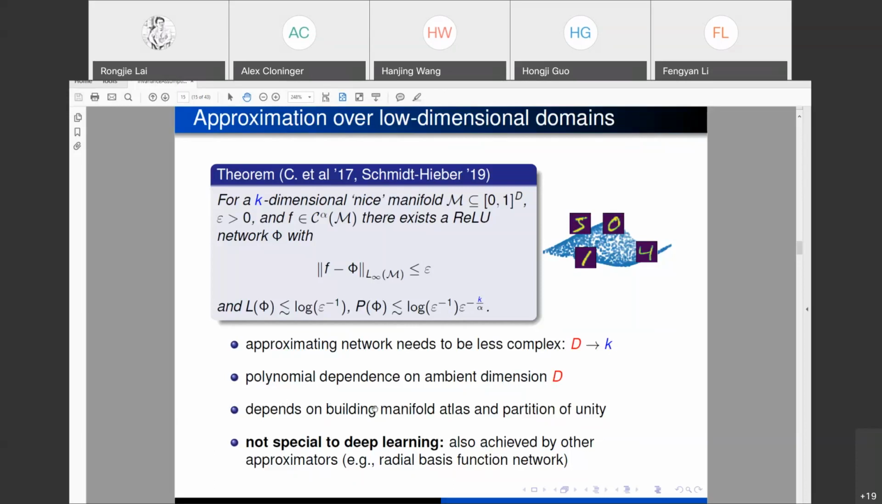All of these methods basically depend on building a manifold atlas and then a partition of unity. So that's basically building a covering of charts of your manifold and then some partition of unity on it. And I should say this isn't special to deep learning. There are a lot of different things that can reach intrinsic rates, right? Radial basis functions, for example, if you're doing any sort of kernel density estimate or kernel regression. Okay, so that's a quick overview of deep learning and approximation theory.